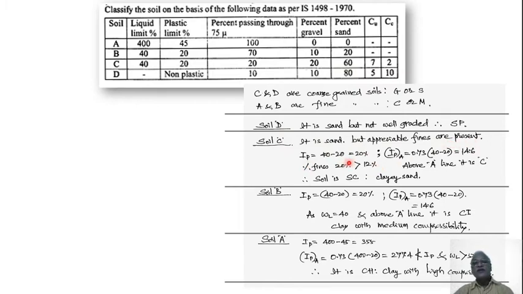Because of that, IP is greater than 20. Obviously it becomes clay because it is greater than 7. IP is greater than 7. So straight away one can classify it as clayey sand, SC. Okay.